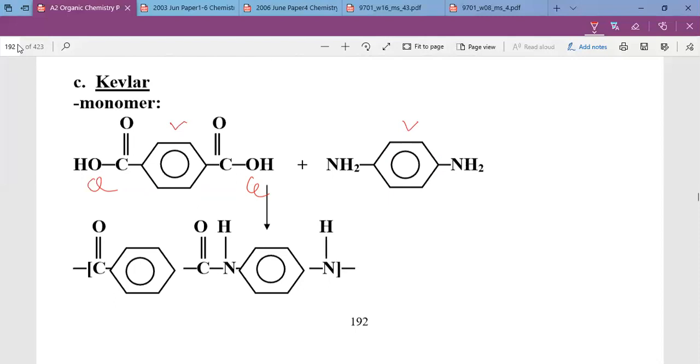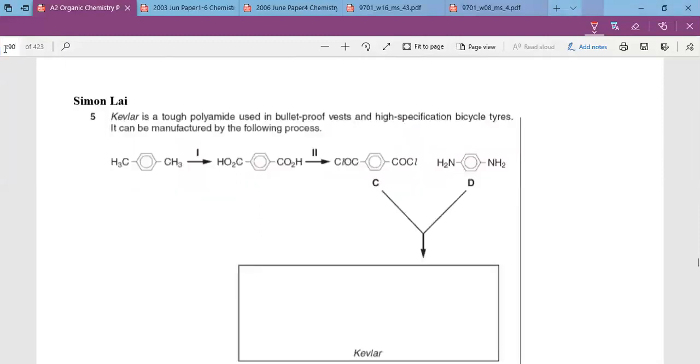So let me show you a question on Kevlar. Let me look at page 290. Please make sure you go and look at the past questions and do them. Now, Kevlar is a tough polyamide used in bulletproof vests and high specification bicycle tires. It's also used to make those big tires for trucks, that's very hard. Also used to make the wire hose or the pumping hose for petrol stations.